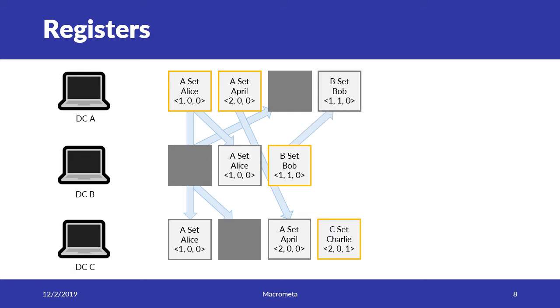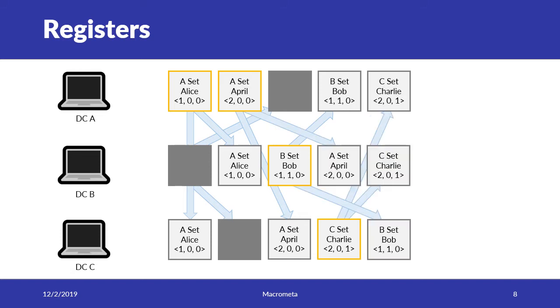Similarly, C can perform an update before it sees B's, but after it's seen A's. So now C has an update that's not concurrent with A's change to April, but is concurrent with B's change to Bob. And this clock is designated by 201. So we know that 201 overrides 200 in the causal history, but we know that C is concurrent with B. So A is concurrent with B, C is concurrent with B, C supersedes A.